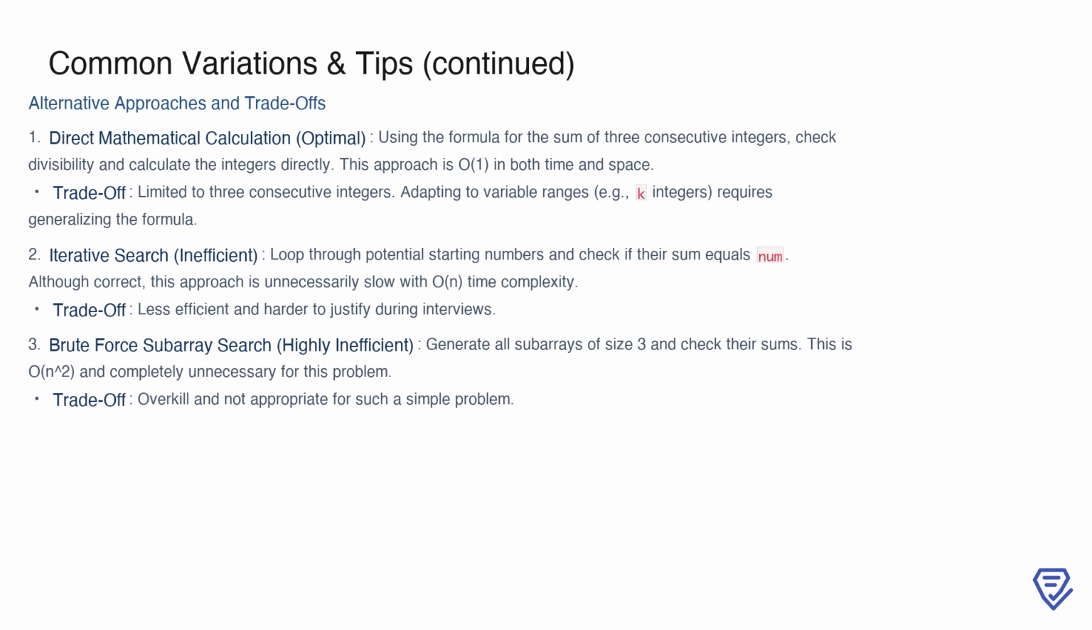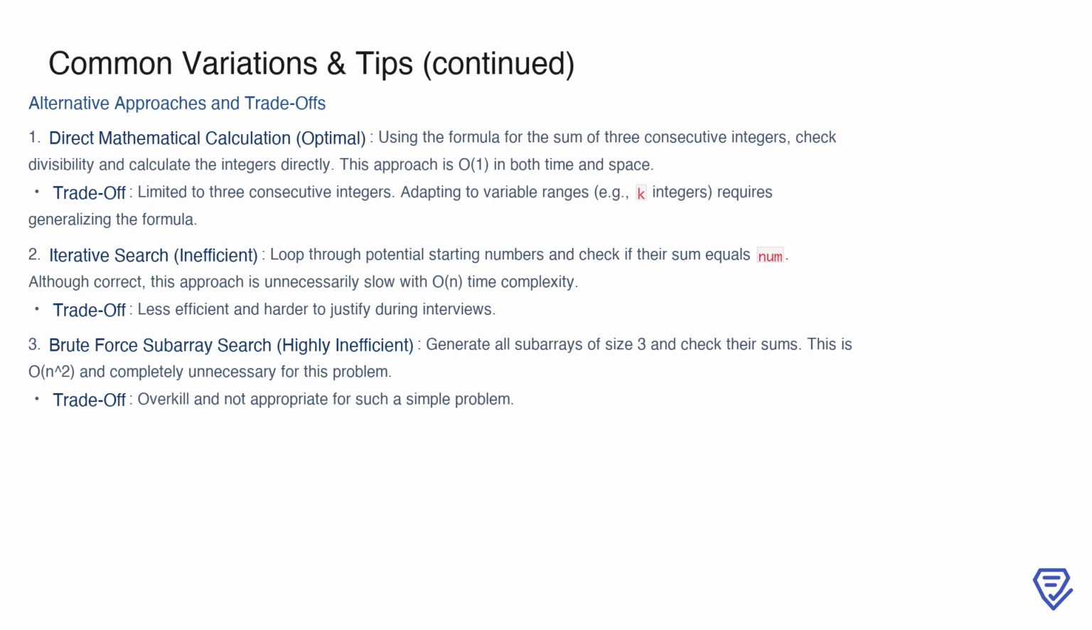The optimal solution is the direct mathematical calculation. By using the formula for the sum of three consecutive integers, you can check divisibility and calculate the integers directly. This method is highly efficient, with constant time and space complexity. However, it's tailored specifically for three consecutive integers. If you need to handle a variable range, such as k consecutive integers, you'll need to generalize the formula accordingly.